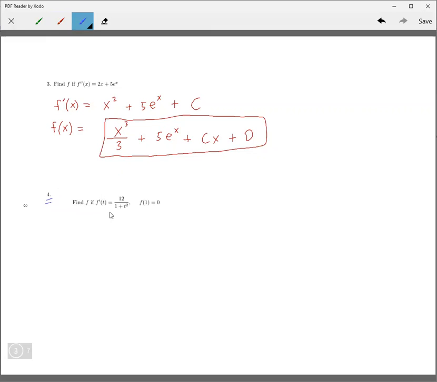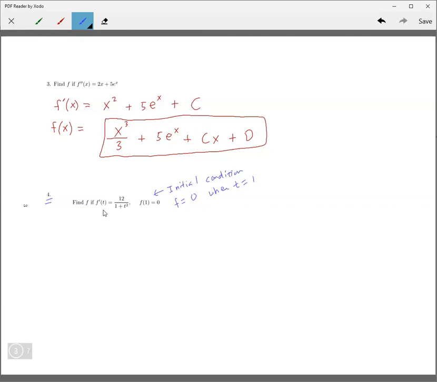Great, now let's go to number 4. Here the derivative is 12 over 1 plus t squared. And they give you, this is called an initial condition. This right here helps you to find out what that constant is. And basically what it's saying is that f is equal to 0 when t is 1. So t is right here, so the function is f of t, right? So the 1 took the place of the t. And so f is equal to 0 when t is equal to 1. Okay, so we'll use this information a little bit later.